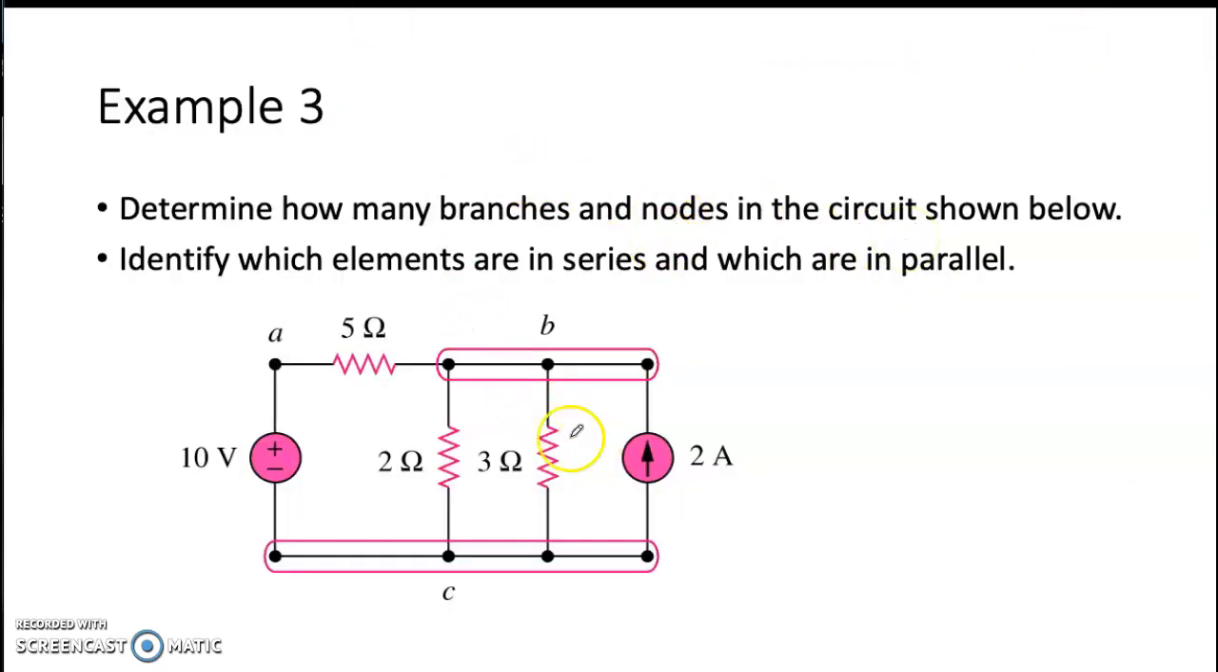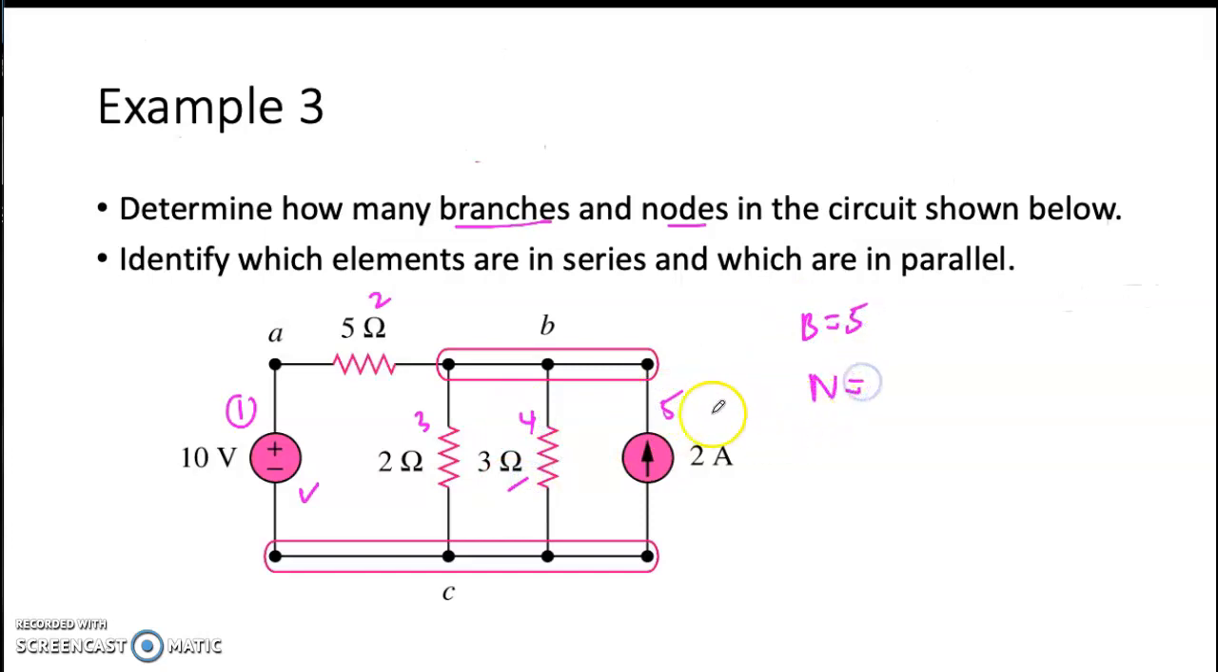So let's see this example. Okay. Determine how many branch and how many nodes. So how many branch you have here? Branch is element, right? 1, 2, 3, 4, 3 ohm and 5. So your branch here is equal to 5.